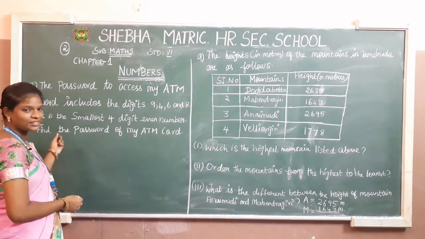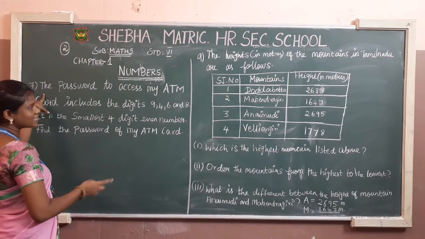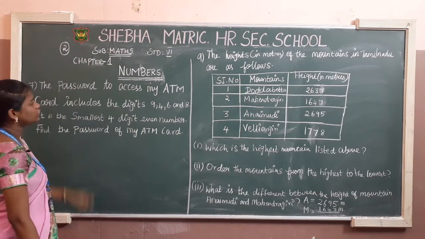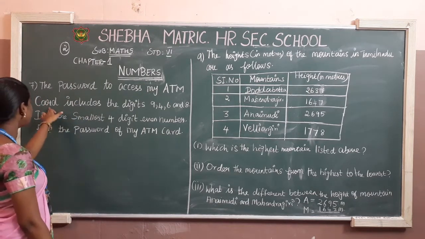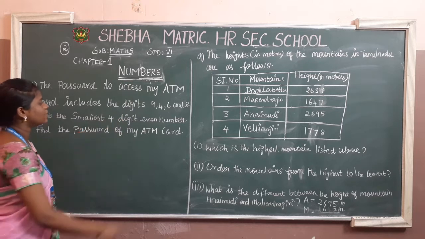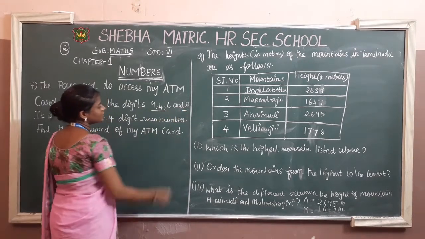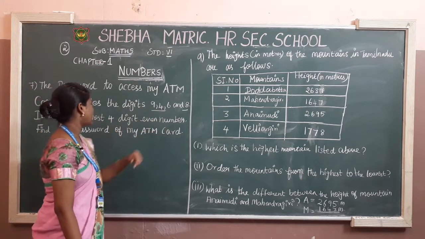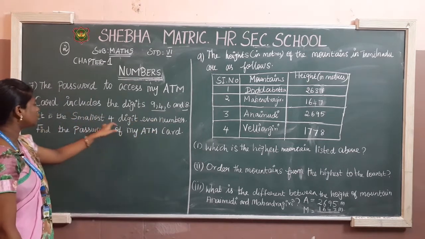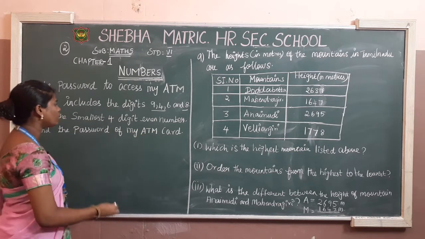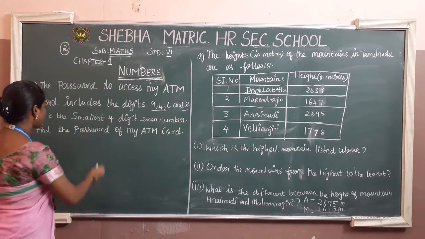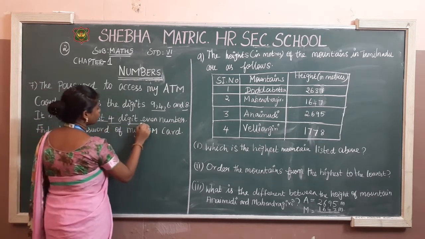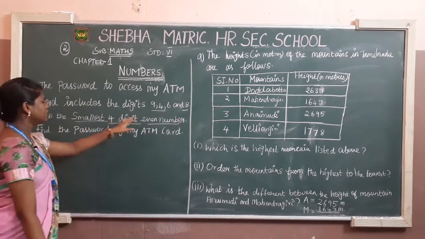So the next sum is 7th sum in exercise 1.2. The password to access my ATM card includes the digits. So 4 digits are there. Any other ATM cards have 4 digits only. So 9, 4, 6 and 8. It is the smallest 4 digit even number. This is the hint for this problem. This is the smallest 4 digit even number.